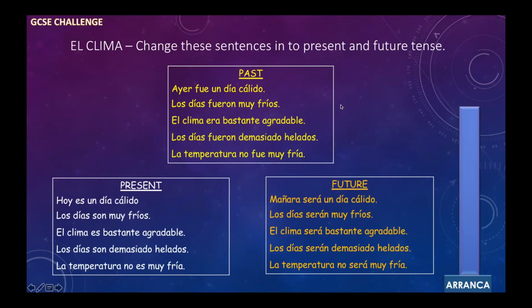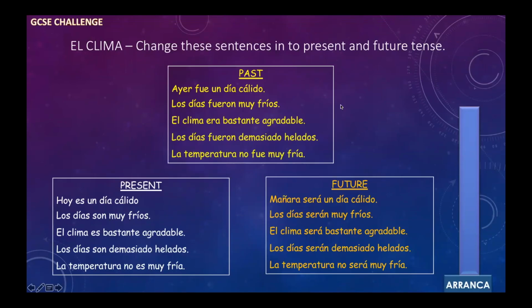So basically we have our past sentences and they all have the word fue or fueron. And also, if you look at present, we have es or son. Es for singular, son for plural. And future, you have será, serán. Será for singular and serán for plural.